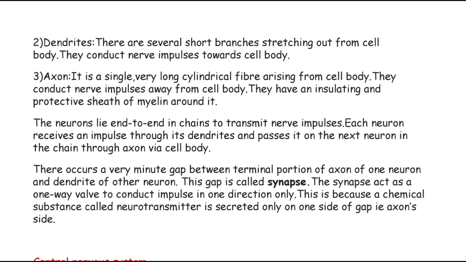Neurons lie end to end in chains to transmit nerve impulses. Each neuron receives an impulse through its dendrites and passes it on to the next neuron in the chain through the axon via the cell body.